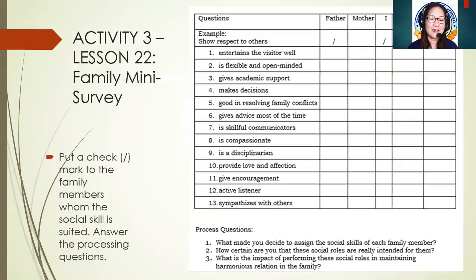Okay. And yan, for activity number 3 naman, that is intended for lesson 22, eto. So, this is the mini survey, family mini survey. So, all you need to do is to put a check mark on the family members whom the social skill is suited. So, answer and then answer the processing question. Halimbawa, yung example ito, show respect to others among the family members including you. Sino ang nagpapakita ng respeto sa ibang tao? Kung lahat, check ang lahat. And so on and so forth, di ba? And after doing the mini survey, answer the 3 processing questions na below the mini survey. So yan, madali lang din po yan.